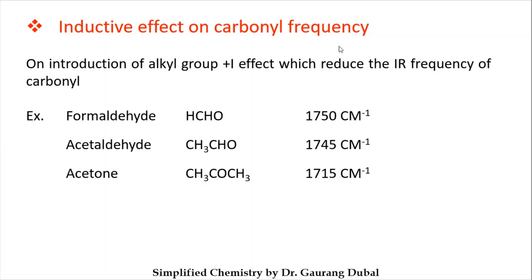If you see the structure of formaldehyde, here it is given as HCHO, but you can write it in this manner also. C double bond O, 1H over here, 1H over here. So that is formaldehyde. The carbonyl is this one, right? Now both sides there are hydrogens, no methyl group. So the frequency observed here is 1750. But if you take acetaldehyde, one part will be replaced by CH3. This is acetaldehyde. Here, due to the introduction of a methyl group on one side, the frequency will decrease, getting down to 1745.